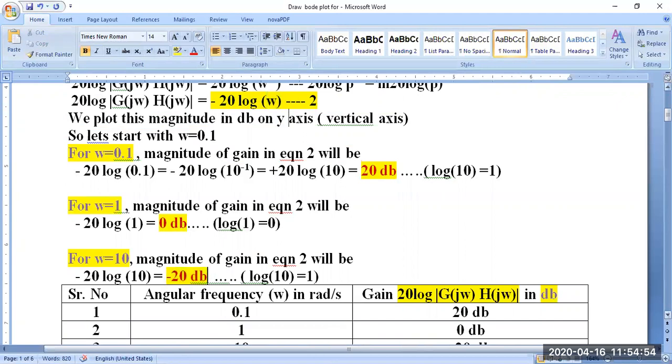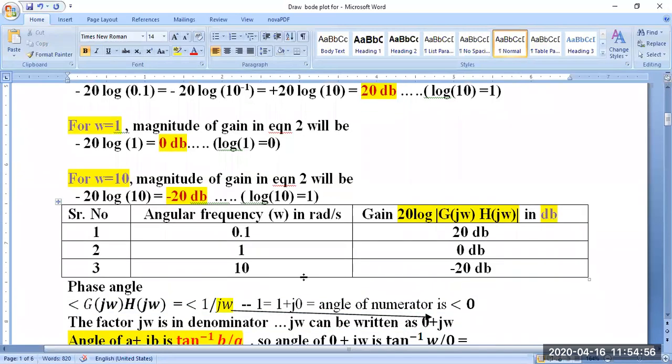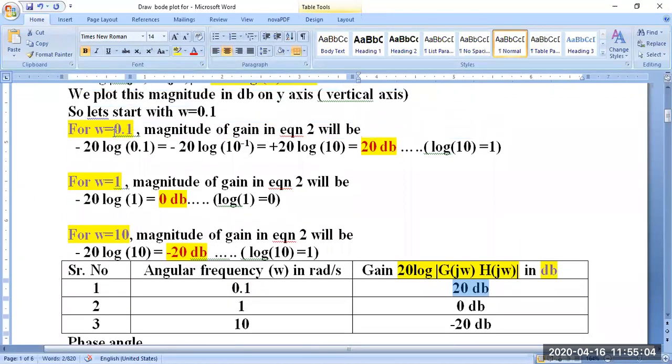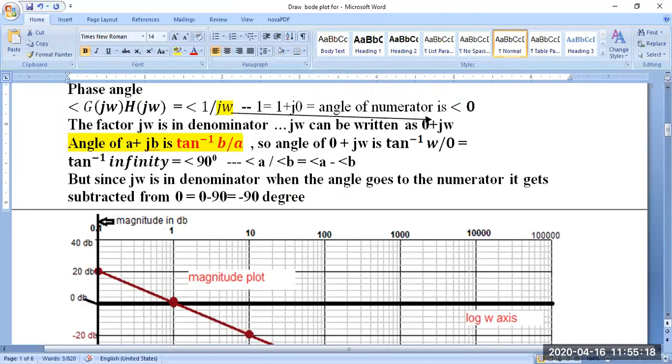So we have the table here. For omega equal to 0.1, we have 20 dB. The magnitude is what? 20 dB. So we have seen here 0.1, 20 dB. For 1, we have magnitude as 0 dB. So this is 0 dB. For omega equal to 10, we have magnitude minus 20 dB. So plot it on the graph now.